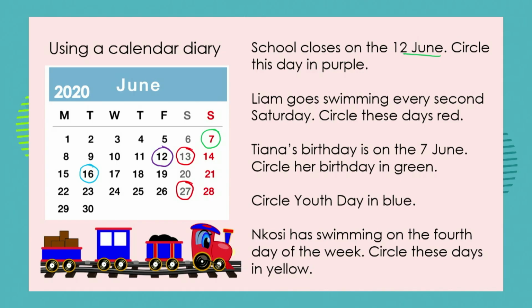And Nkosi has swimming on the 4th day of the week. Circle these days in yellow. So remember, the 4th day of the week is going to be, remember our first day is Sunday. So Sunday, Monday, Tuesday, Wednesday is the 4th day of the week. So we need to circle these days in yellow. So it will be the 3rd, the 10th, the 17th, and the 24th are the days that Nkosi will have swimming. So can you see, grade 1s, how helpful calendars are for us to plan important dates and things?